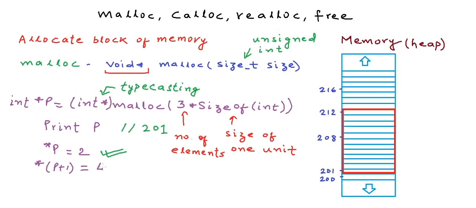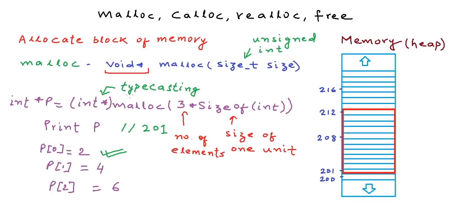Let's say we write the value 4 here, and if we want to access the third integer, then we will write something like this. Let's say the value is 6 here. By asking for a memory block for 3 integers, we are basically creating an array of integers with 3 elements. We could also write *p as p[0], *(p+1) as p[1], and similarly *(p+2) as p[2]. They mean the same.